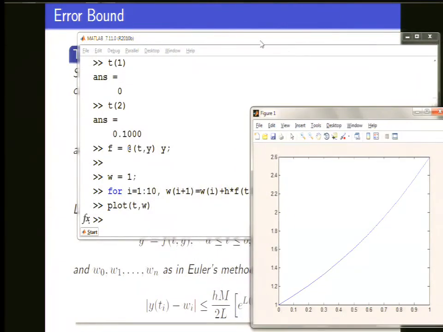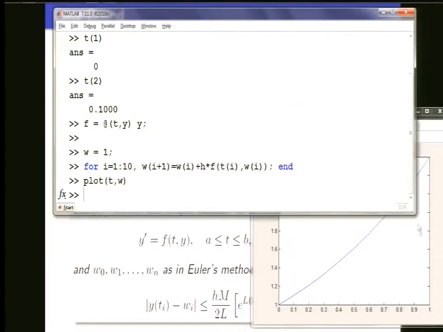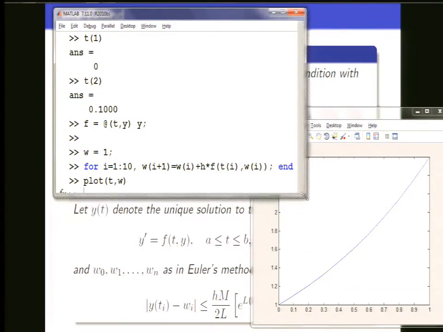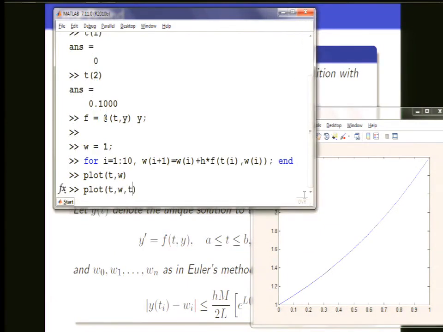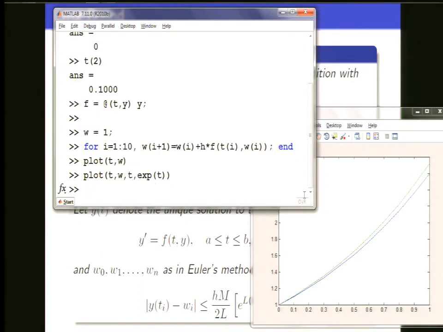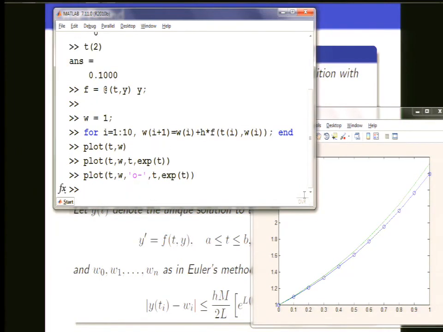There is the solution. At this point, you should definitely compare with the true solution. So why don't we do t comma x of t? And there's the true solution. Are you impressed? Sometimes it makes sense to put little markers so you see what's going on. And you see that the numerical method took 10 steps, and you can see how they're going there.